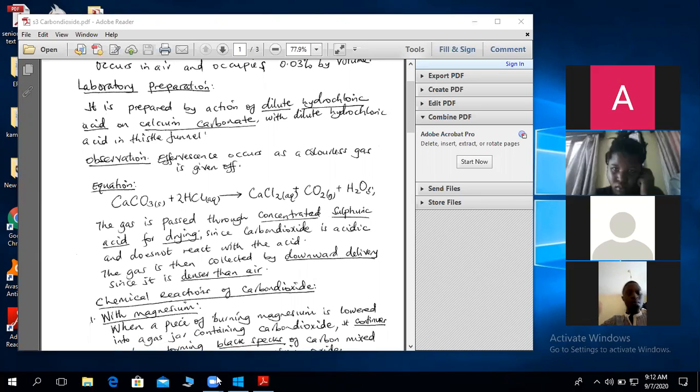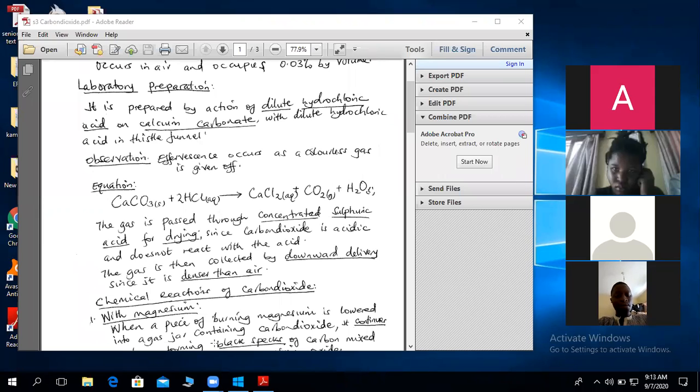The reason is very simple. Because carbon dioxide gas is acidic gas. And since it is acidic, it does not react with concentrated sulfuric acid. Sulfuric acid also being an acid, it cannot react with an acidic gas. Take note of that. It is very important. It cannot react with acidic gas.